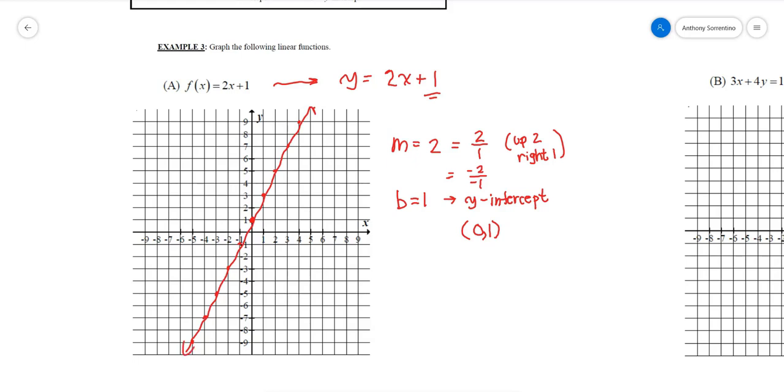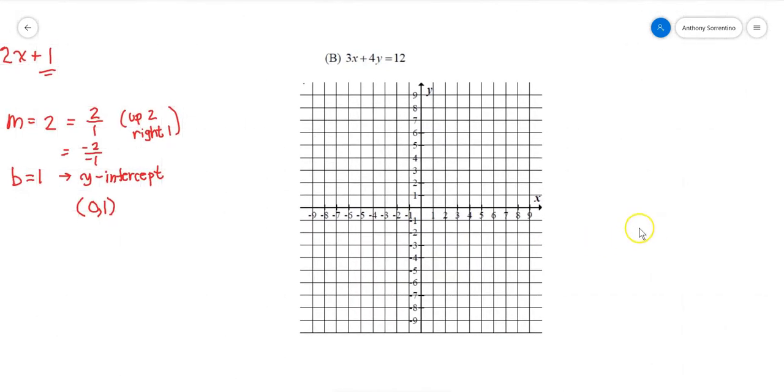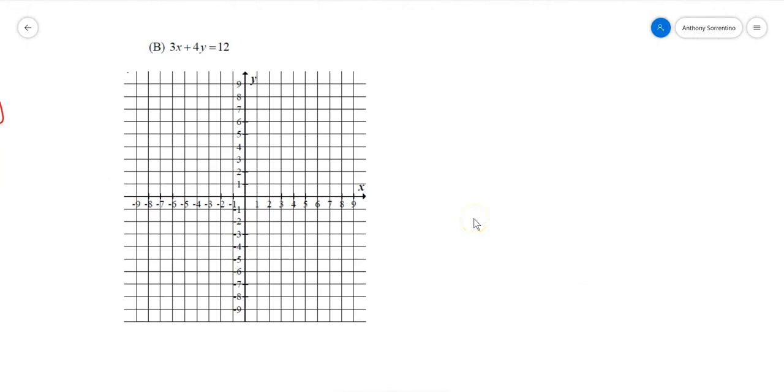So pretty straightforward. In the next example, B, the issue is we don't have this in slope-intercept form. This is what we would call standard form. Sometimes it's called expanded form. This form of a linear equation is good for solving systems of equations, which is something we're going to get more into all the way in chapter 6.